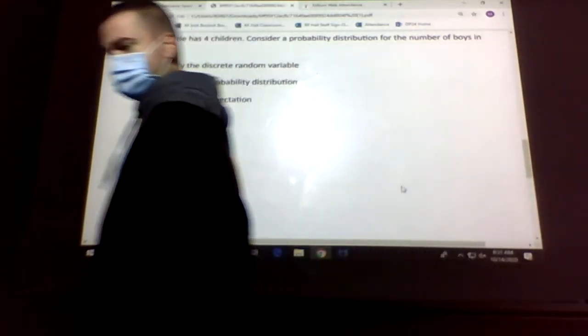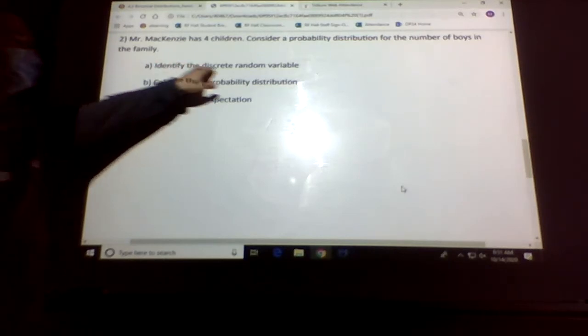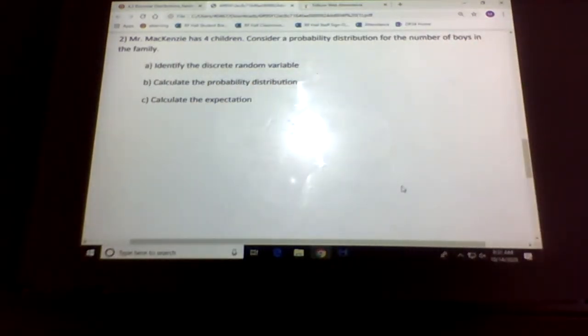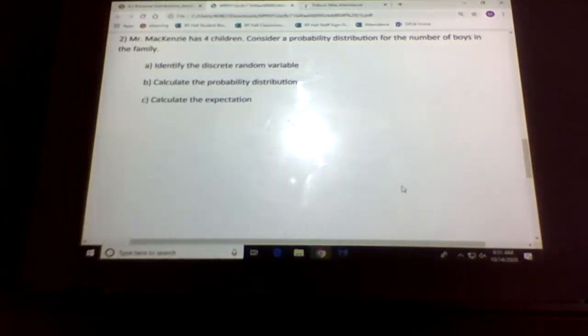All right. So first one, identify the discrete random variable. So that's the number of boys. The discrete random variable is we're looking at the number of boys. So it's what the random variable is, what are you looking at? In this case, it's the number of boys. So you guys can just write that in, number of boys.